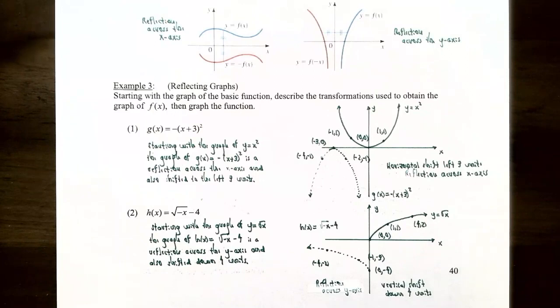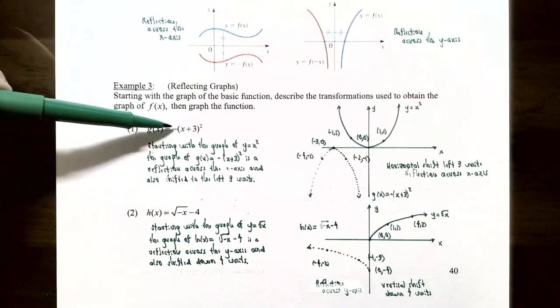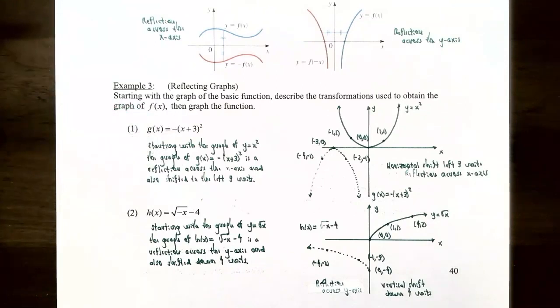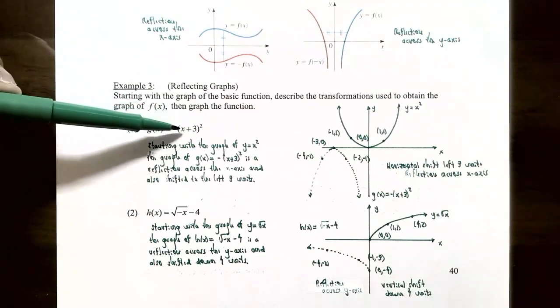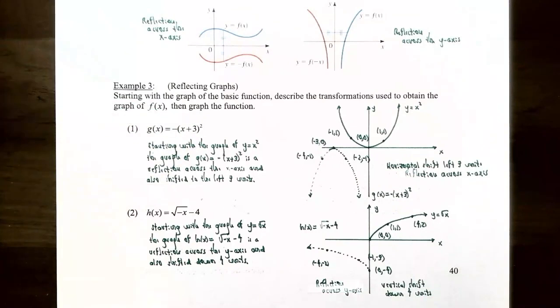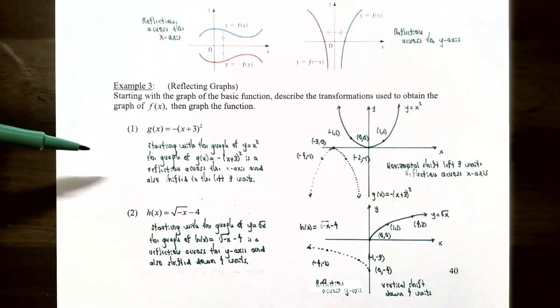So that's one transformation. But then also notice that there's a negative on the outside of the parentheses. This is not replacing x with negative x, it's replacing the entire function x plus 3 squared with a negative x plus 3 all squared. So it's going to change all the y values from positive to negative or vice versa. So this is a reflection across the x-axis.